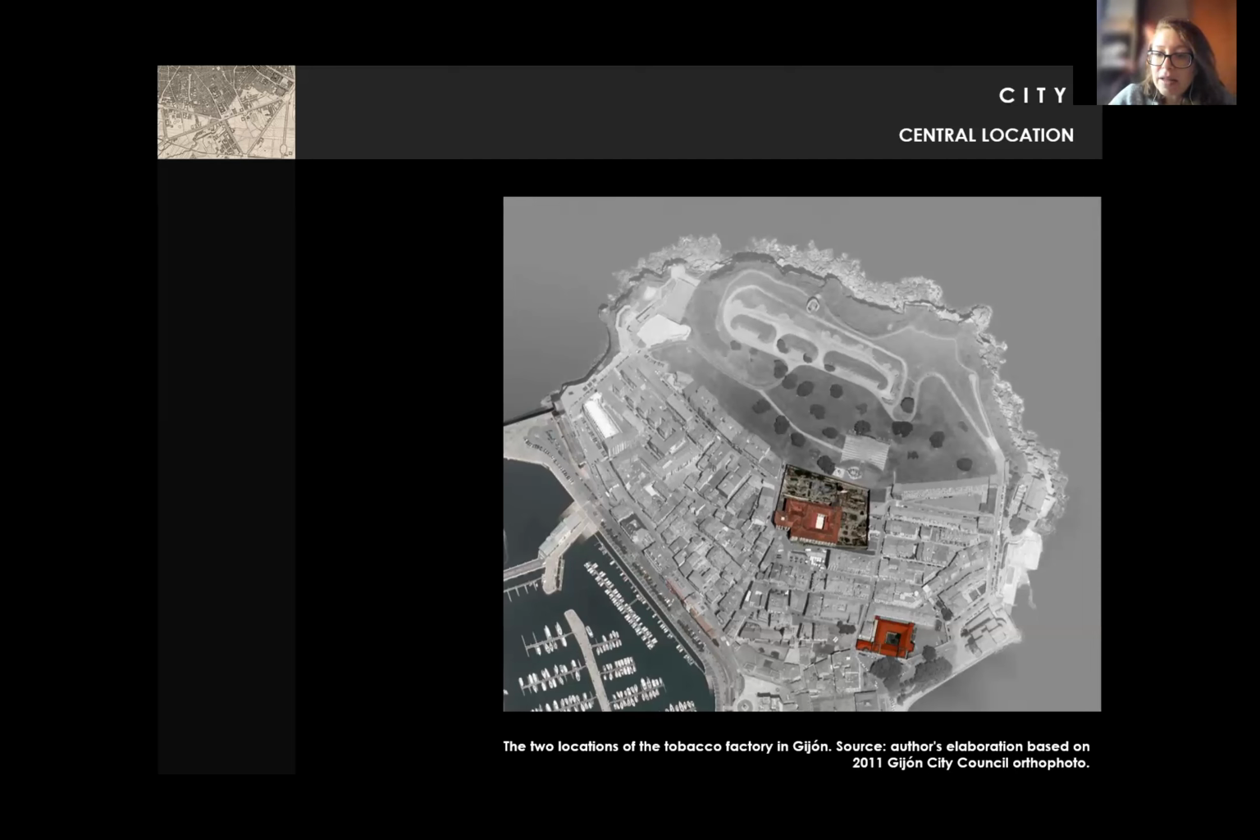This is the factory. I don't know the point. Do you see the pointer? Yes, yes, we can see the pointer. Okay.